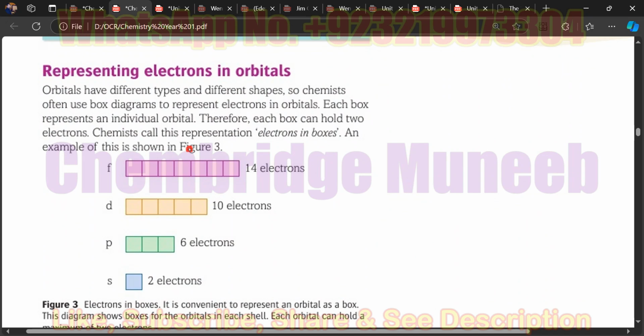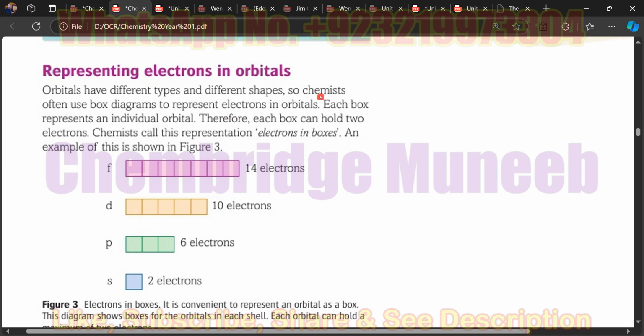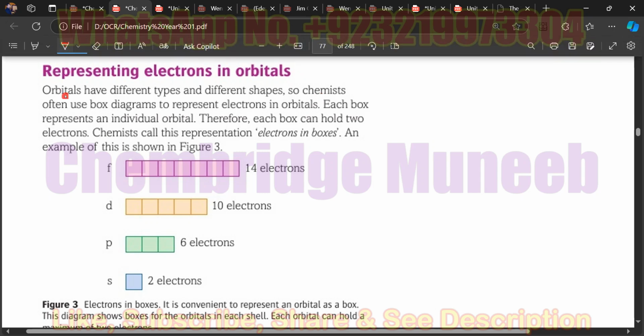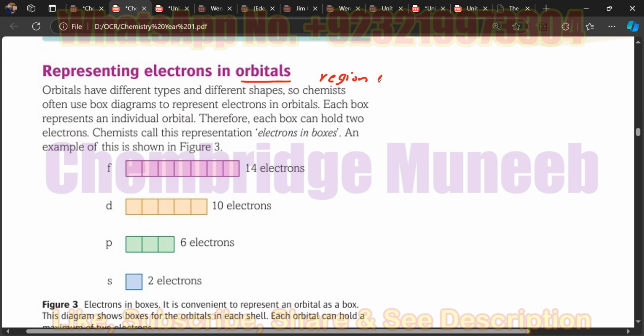All right. Now, how do we represent the orbitals? You can see that orbitals are basically the shapes of the subshells. These are the smallest regions of the shells where the maximum probability of electrons can be found. Orbitals are basically those regions where the maximum probability of electrons exists.